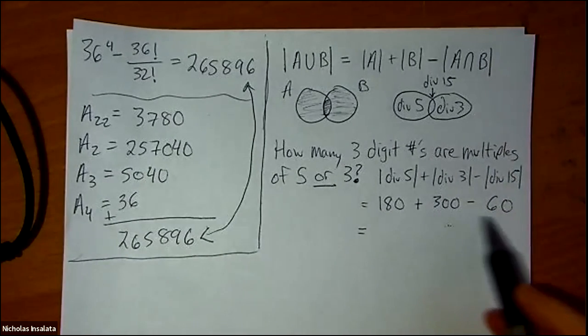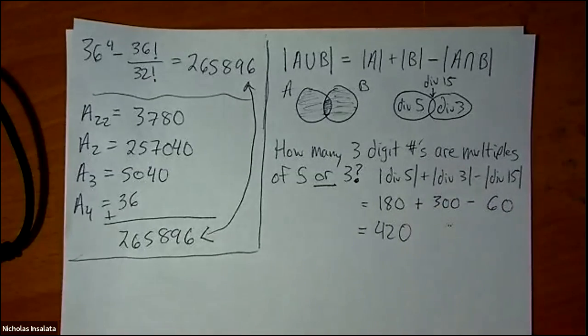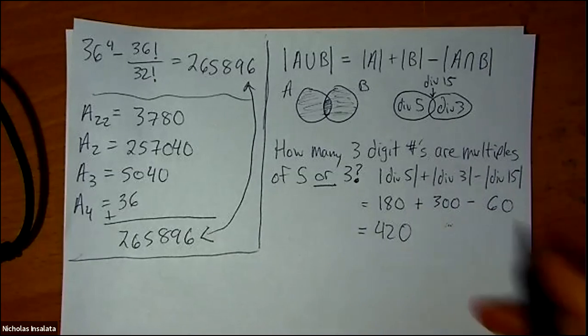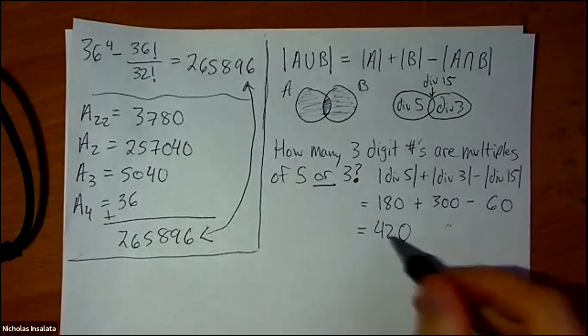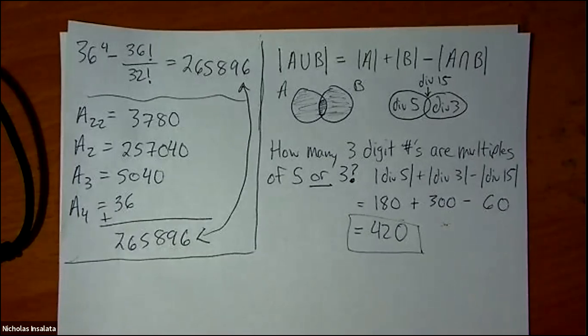So we have 180 plus 300 minus 60, so 120 plus 300, 420, which it was yesterday, right? So, okay, it looks like we have 420 as our answer. 420 numbers that are divisible by 5 or 3, almost half, right? Okay. Any questions on that? Ooh, but I'm seeing a different answer here in the book.